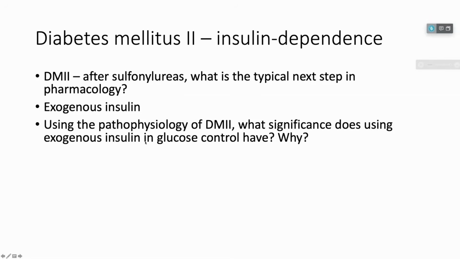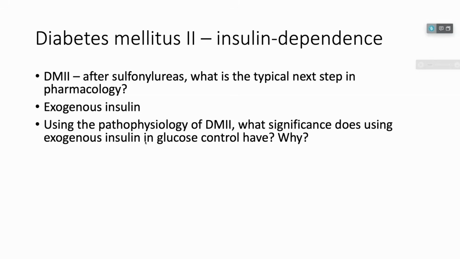So Sebastian, using the pathophysiology of diabetes type 2, what's the significance of getting to the point of using exogenous insulin for glucose control? Well, basically, you start with the sulfonylurea to make more insulin as well as amylin. So you destroy your pancreas, specifically beta cells. So you need exogenous insulin, because you can't make insulin yourself.